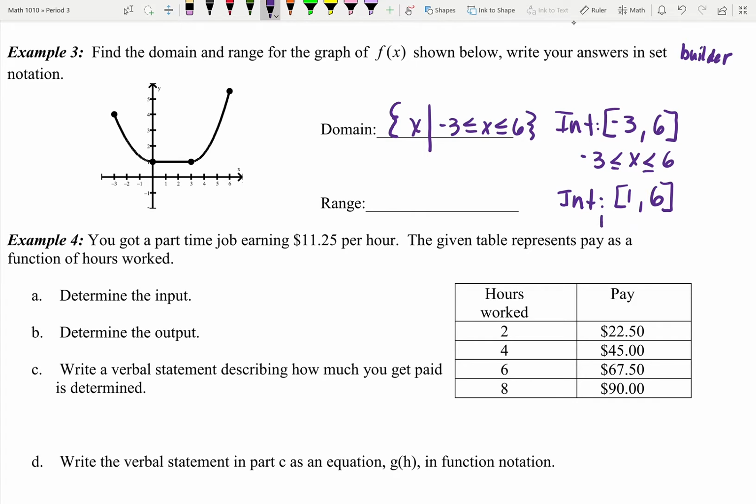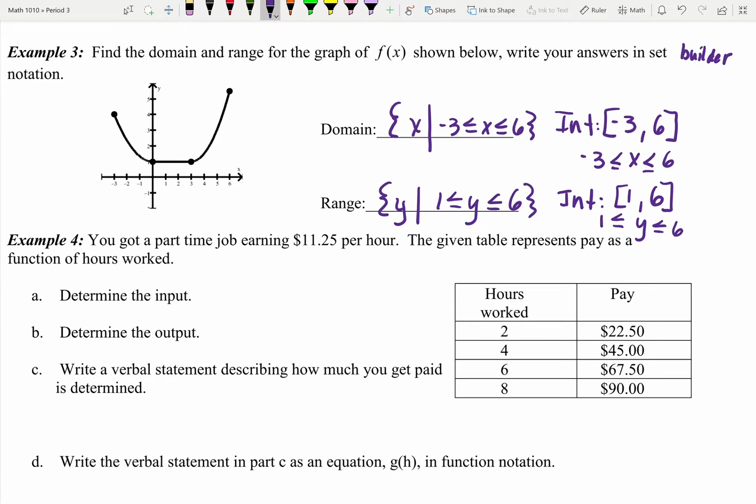Okay. So we're going to say 1. You always do the first number first. Less than or equal to. I'm not going to put X. What am I going to put? Y is less than or equal to 6. And then in set builder notation, it's Y such that 1 is less than or equal to Y is less than or equal to 6. And then you're done.